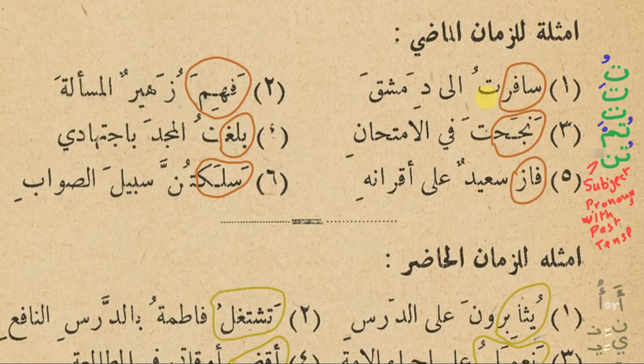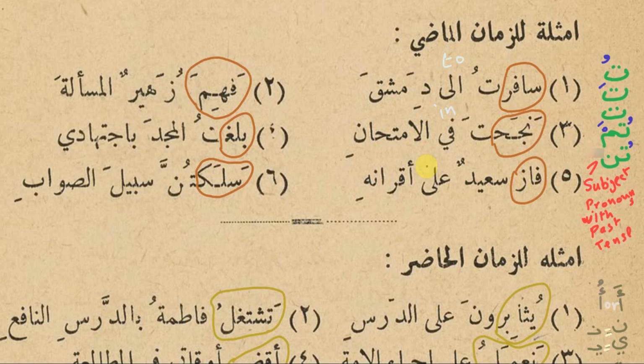So notice here, you see the ta here, there, and here. So tu is for I, سافرت. The safara, he traveled, now becomes I traveled with this pronoun tu. Ila, this is a meaning letter, means to. Dimashq is Damascus. So this is to. سافرت إلى دمشق. نجحت في, this is in, في, الامتحان.